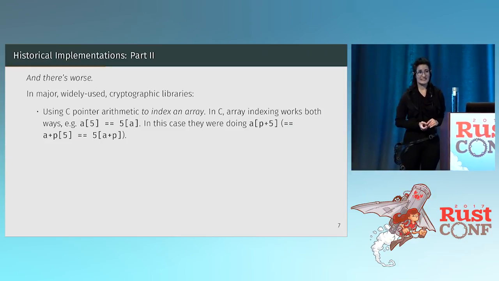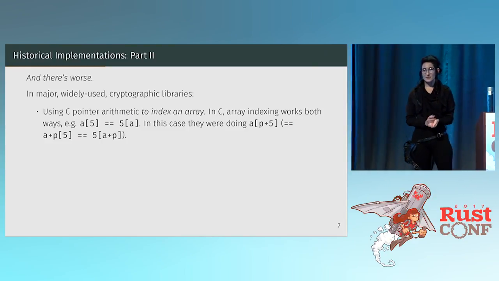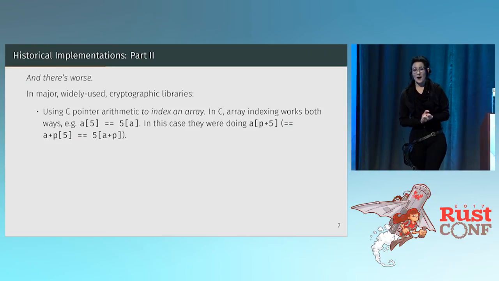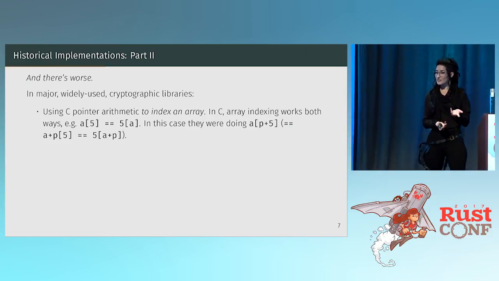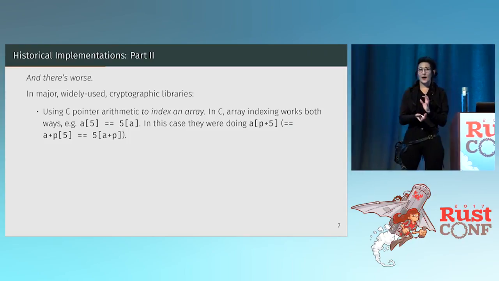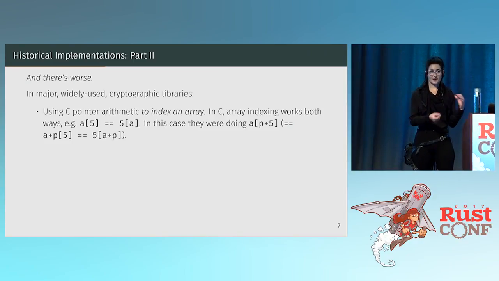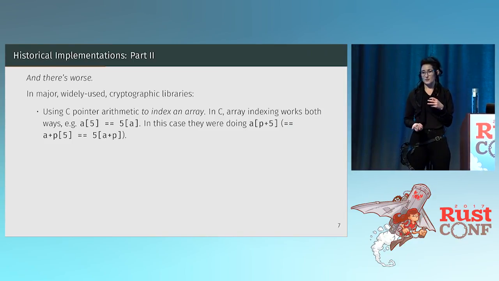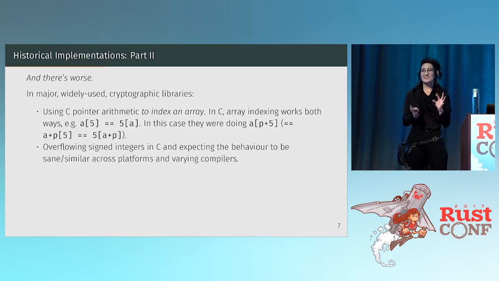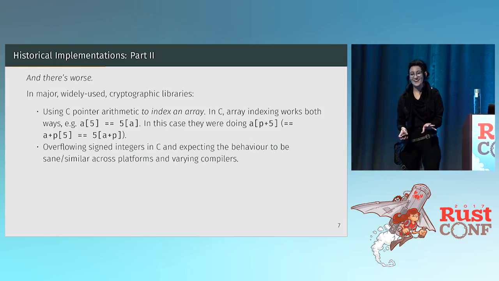Some of the bugs I've personally seen in major, widely used cryptographic libraries, which I'm not going to name, include using C pointer arithmetic to index an array. In C, as a recap, array indexing works both ways. Taking the sixth element of the array A is the same as saying 5 bracket A. In this case, they were doing A bracket P plus 5, where P is a pointer. This is equal to A plus P bracket 5 and 5 bracket A plus P. And there are just so many ways that could go wrong.